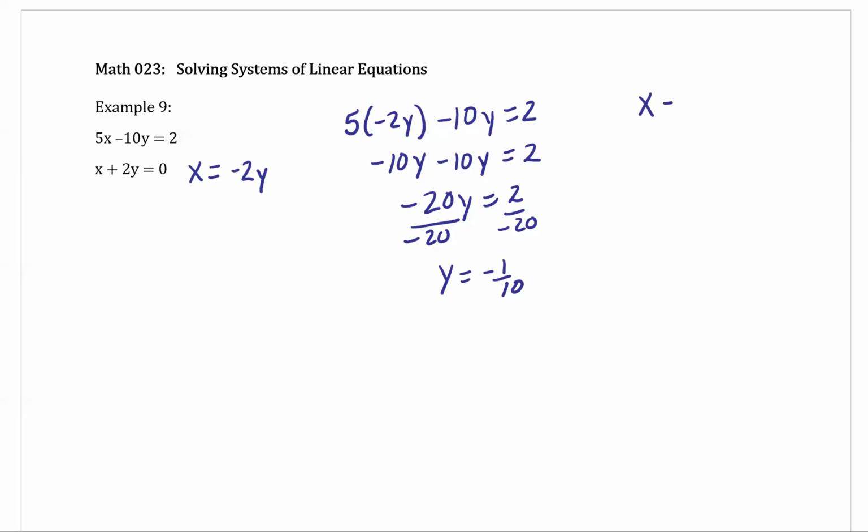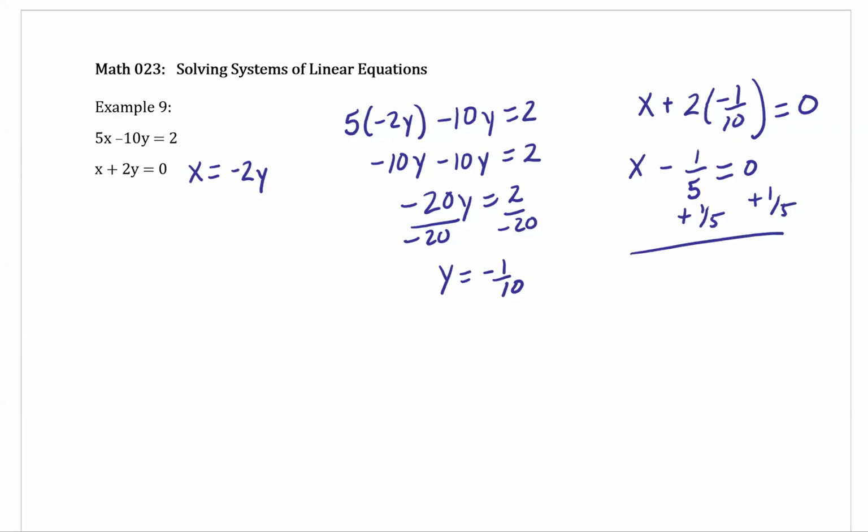So now let's plug in negative 1/10 for y. I'm going to use the second equation. x is equal to a positive 1/5. So my ordered pair would be 1/5 and negative 1/10.